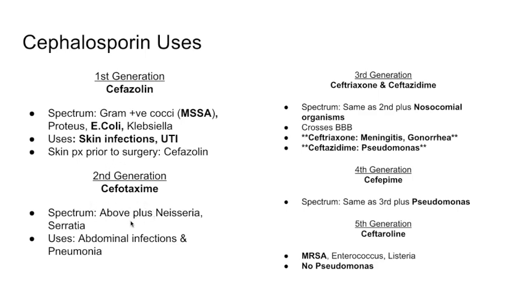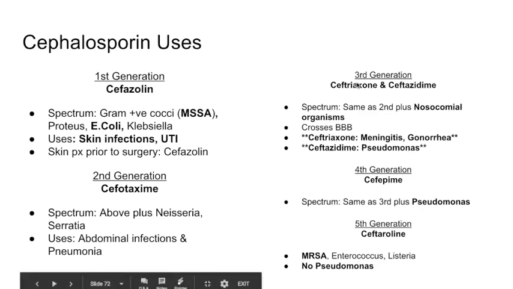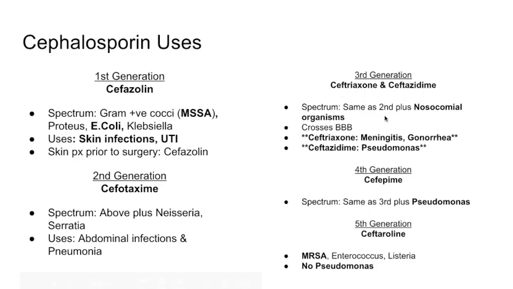The second generation is cefotaxime. It covers the above plus Neisseria, and it's used for abdominal infections. Third generation is ceftriaxone and ceftazidime. The spectrum is the same, plus nosocomial organisms. This actually crosses the blood-brain barrier. So ceftriaxone is used for meningitis, and it's also used for gonorrhea. Ceftazidime is used for Pseudomonas.